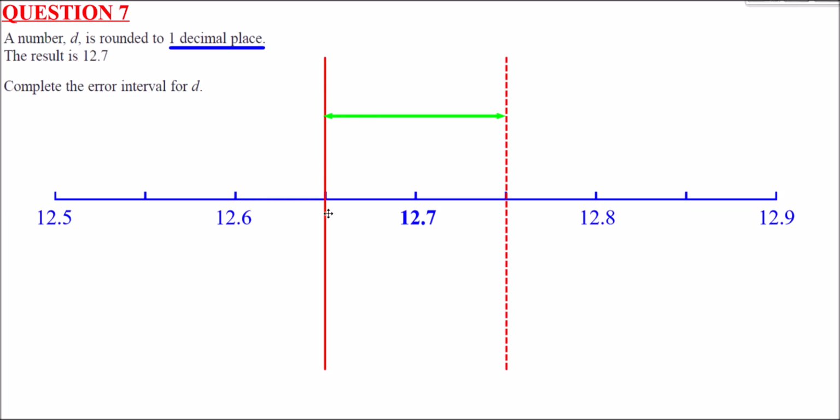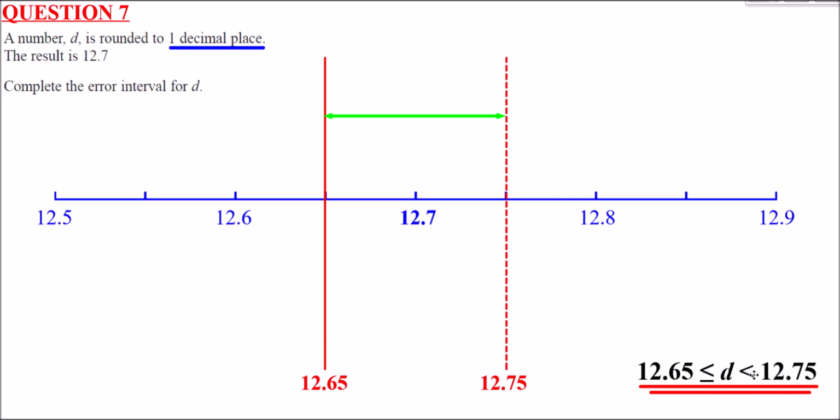Now, if it were 12.65, that's allowed because 12.65 would round up, hence the thick line, it's allowed to be 12.65. However, if it were exactly 12.75, the absolute limit, that would have made it round up to 12.8. So 12.75 is the upper bound, which it strictly isn't allowed to be. So our completed error interval is 12.65 inclusive, all the way to 12.75 exclusive. And that's our answer.